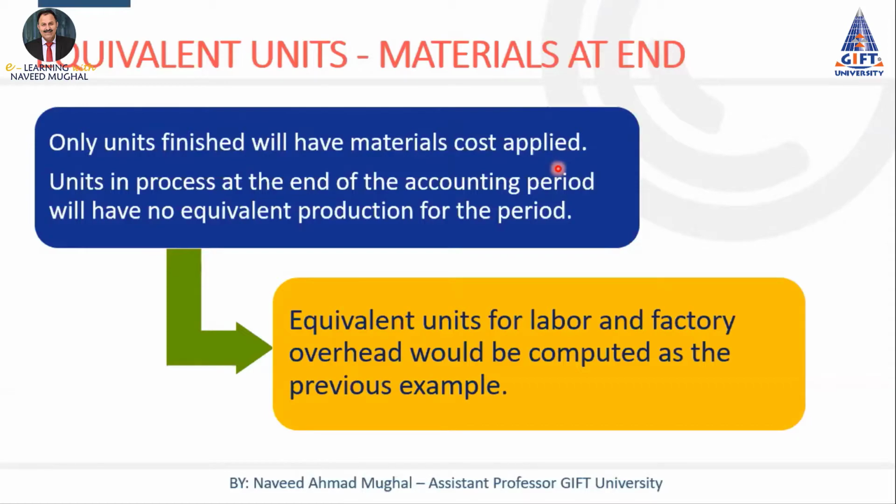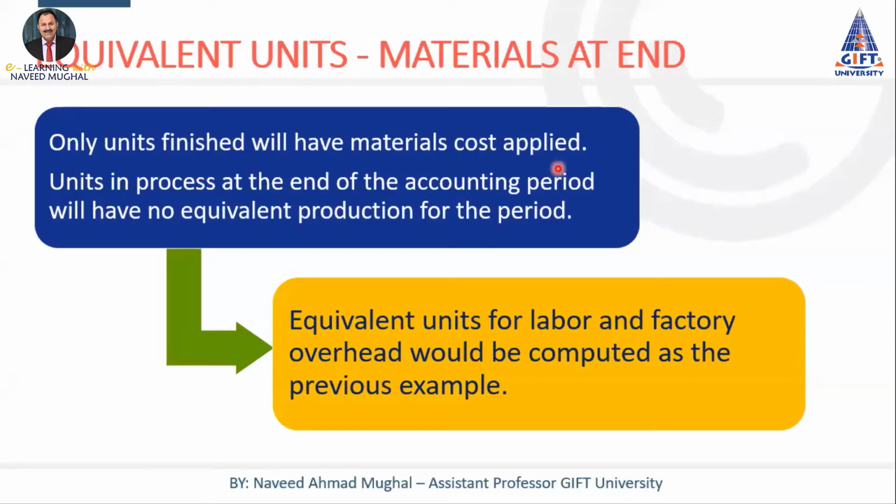It means finished units would be 100% complete with respect to materials, and in process units would be 0% complete as to materials when materials are added at the end of the process. It means that we will see at what point of the production cycle material is added.